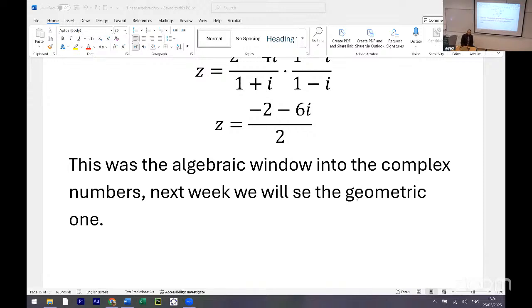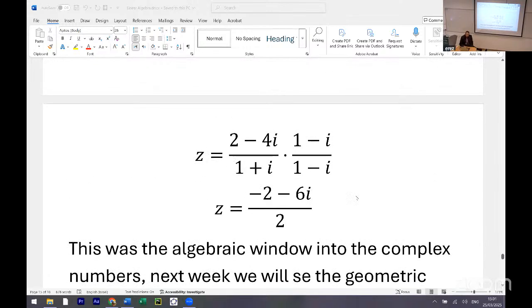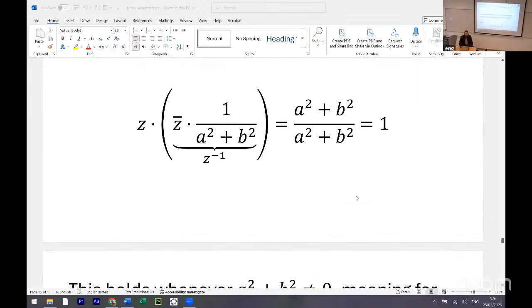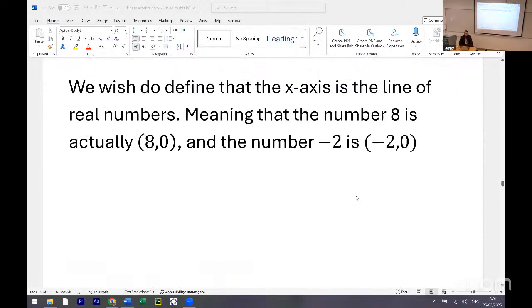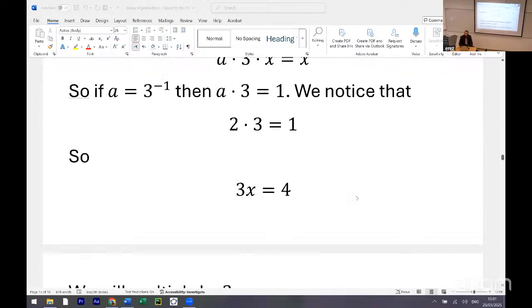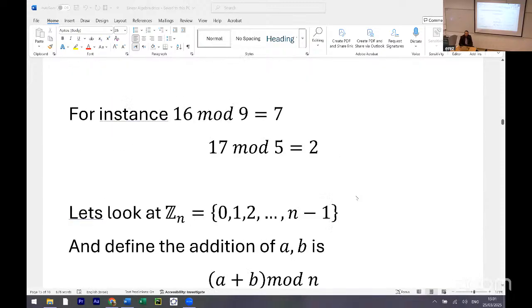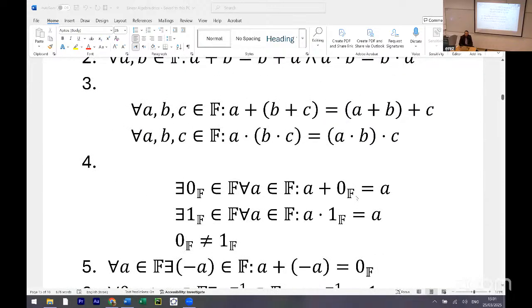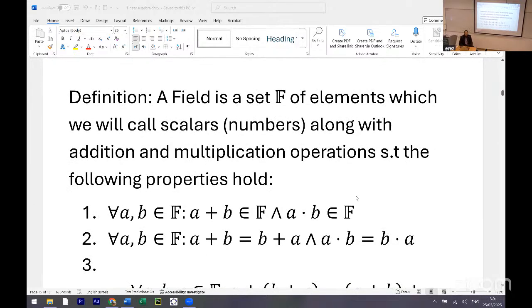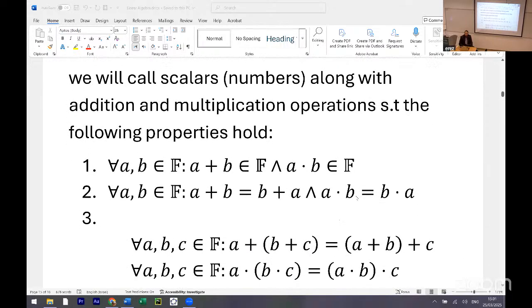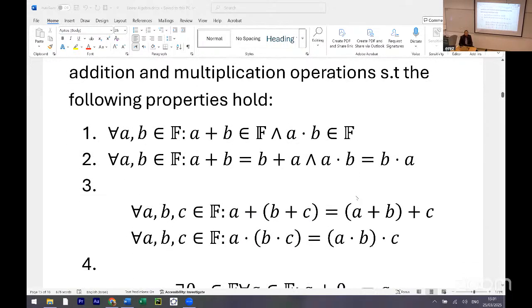We defined what a field is. A field is a set of elements which we call scalars or numbers, along with two operations, addition and multiplication, such that the 7 following properties hold, things we expect.